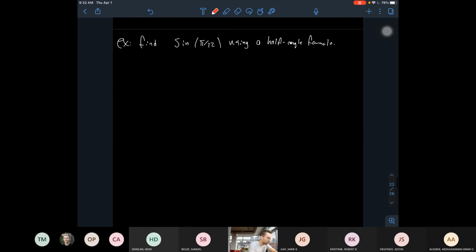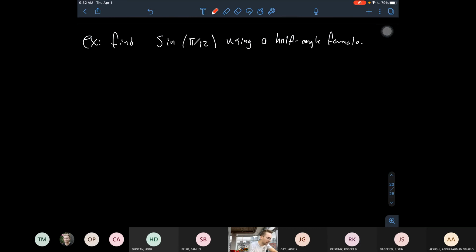Now let's try using one. Okay, let's try finding sine of pi over 12 using a half angle formula. So first of all, you might think if you were asked on an exam to find sine of pi over 12, well, you could try to write this as sine of pi over 3 minus pi over 4, and then use a difference formula.